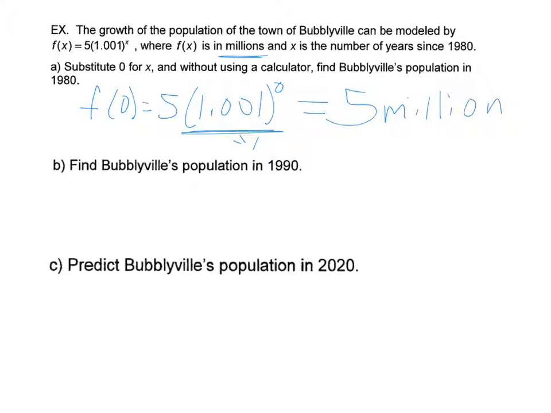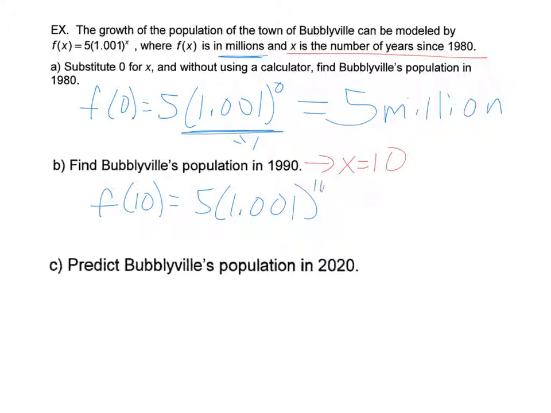Find Bubbleyville's population in 1990. Well, since x is the number of years since 1980, and we're at 1990, that's been 10 years. So x is going to be 10. Filling in our formula then, f with a 10 filled in would be 5 times 1.001^10, which comes out to be 5.05. And again, that's million.